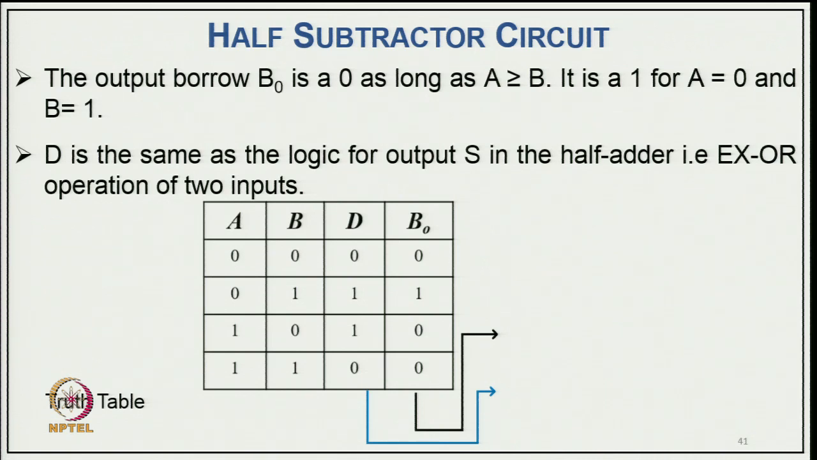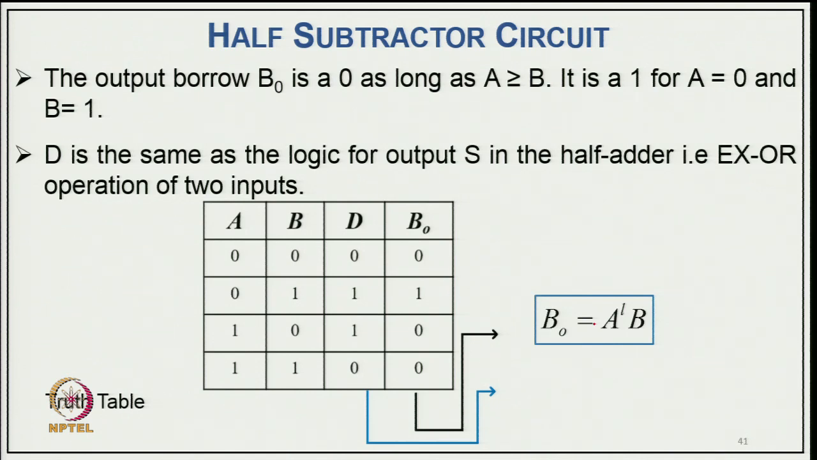You can say here, when you are subtracting B from A, you get 0 0 giving 0, and here you get a difference of 1 and a borrow of 1. When you have 1 0, you get a difference, but borrow is 0. When you have both equal, you will have both outputs 0. So, this is the truth table, which you can represent by logic gates.